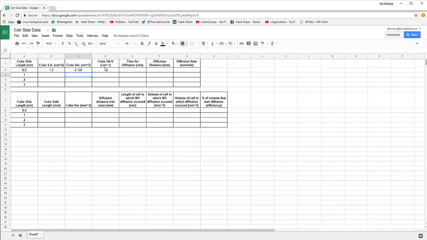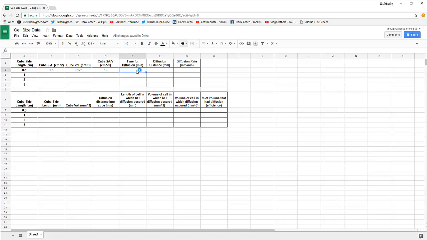To get the surface area to volume ratio, I'm going to do equals. Surface area to volume is equal to surface area divided by volume. So I'm going to click surface area. I'm going to do a slash for divide and click volume. Press enter. Now I have my surface area to volume ratio. So there's 12 units of surface area per unit of volume.